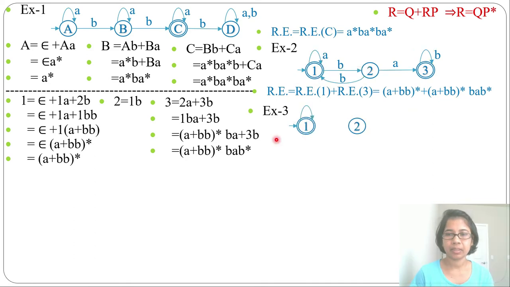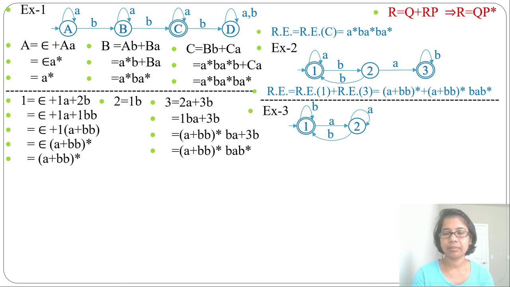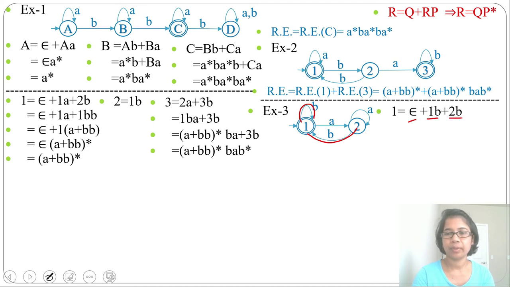Next example 3, this is a finite automata having 2 states. Let's find the equation for state 1. What are the incoming edges for state 1? From state 1 by B, you can reach to state 1. From state 2 by B, you can reach to state 1. So 1 will be epsilon plus 1B plus 2B. Epsilon, as it is the initial state, then 1B, from state 1 by B you can reach to state 1. 2B, from state 2 by B you can reach to state 1. Now this equation is not in this format, just leave it.